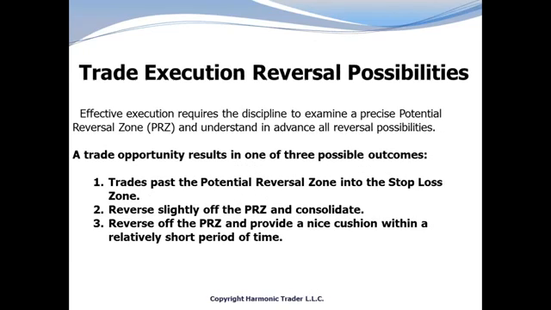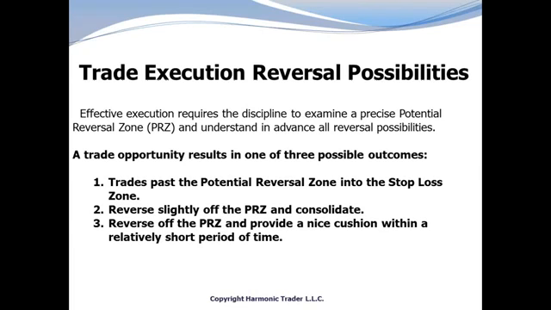Trade execution reversal possibilities. Effective execution requires the discipline to examine a precise potential reversal zone and understand in advance all reversal possibilities. A trade opportunity results in basically one of three possible outcomes. First, it possibly can trade past the potential reversal zone into the stop loss zone, thus either incurring a loss or negating the trade altogether.